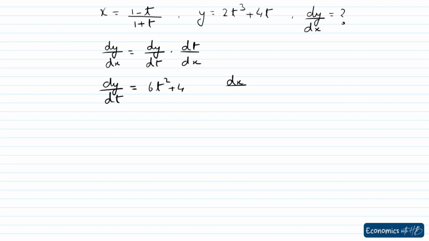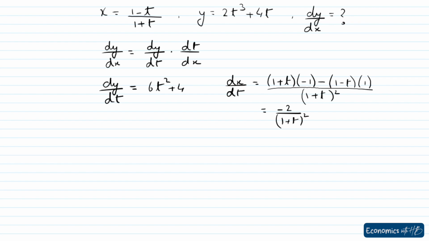And dx by dt is, what rule will we apply here? The quotient rule, right? So we have two functions. There is one function, 1 minus t, in the numerator and another function, 1 plus t, in the denominator. So when we apply the quotient rule, we get 1 plus t, which is the denominator, into the derivative of the numerator, that is minus 1, minus the numerator as it is, that is 1 minus t, into the derivative of the denominator, which is 1, whole divided by the square of the denominator, that is 1 plus t whole square.